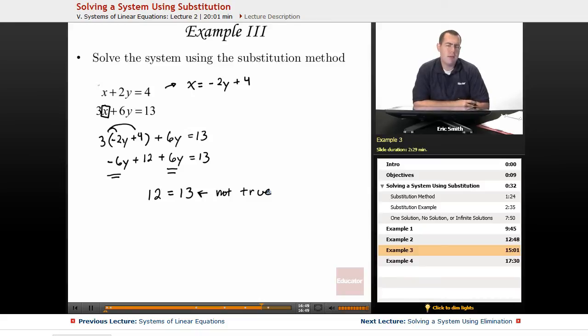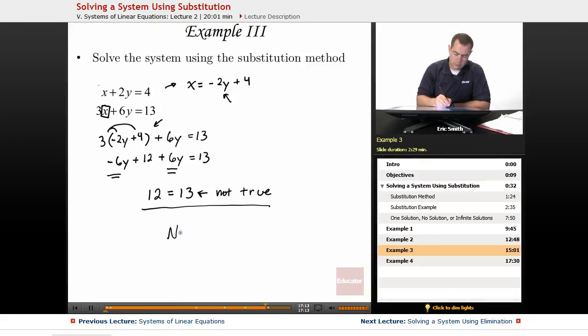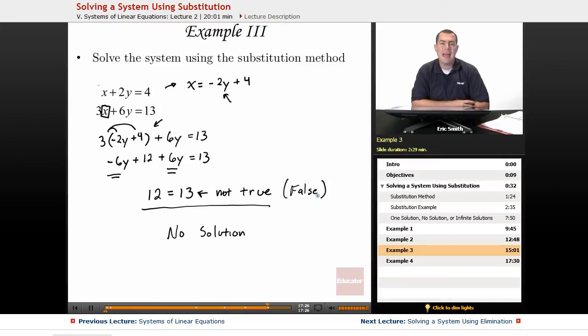Now, if you really check back through all of my steps, I didn't make any errors. I moved the negative 2y to the other side, that turned out okay, and I did my distribution fine. So I know my steps worked out perfectly good. So what this statement is telling me at the very end, since it is not true, is that these two lines are actually parallel. There is no solution, and they do not cross. So watch out for these false statements that might come along the way, and they will help you recognize when a system does not have a solution.